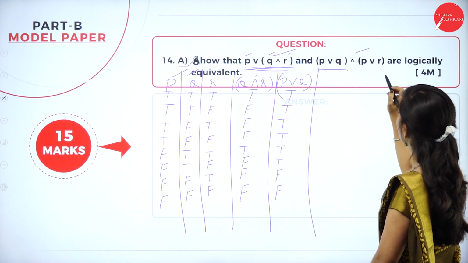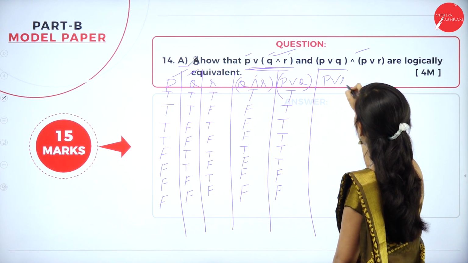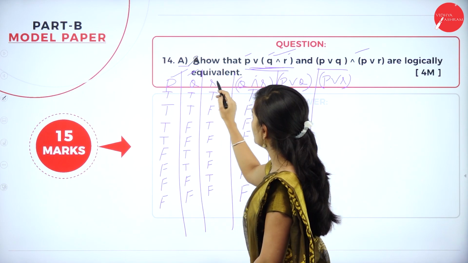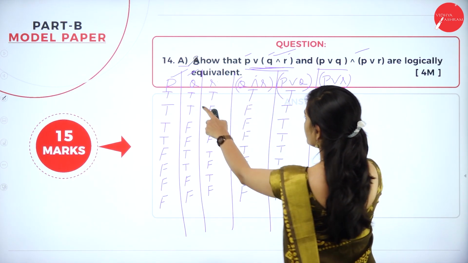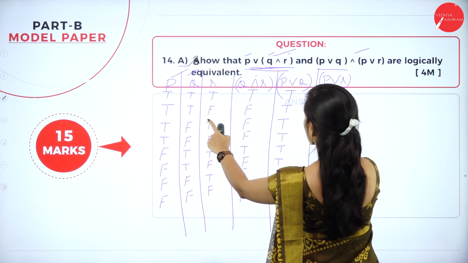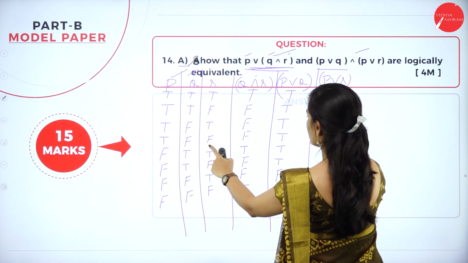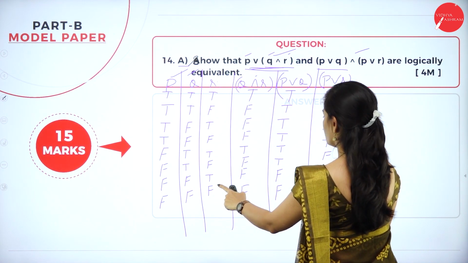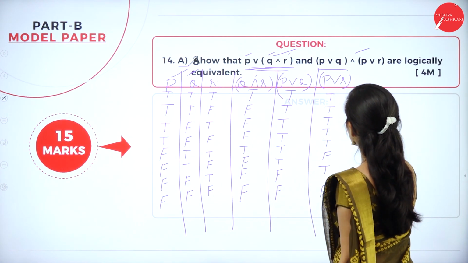And next is P or R. So logical addition for P and R. Here it is true, true, true, true, and it is false, true and it is false.